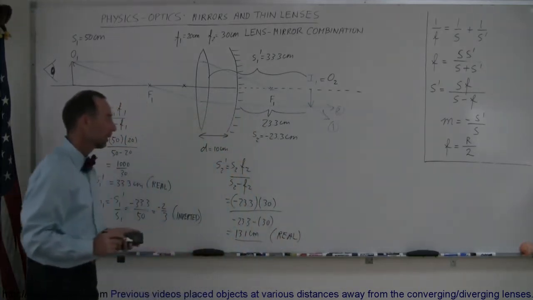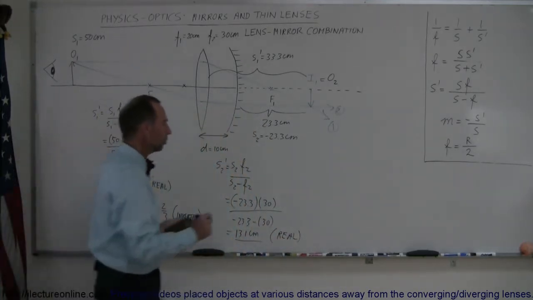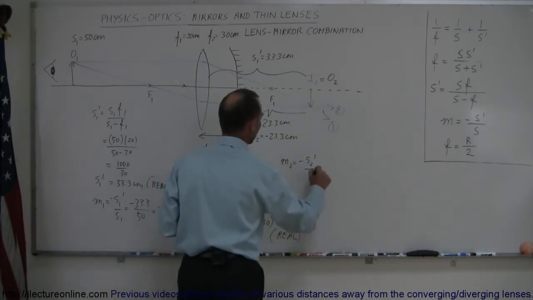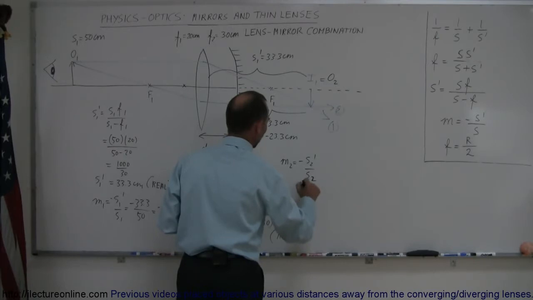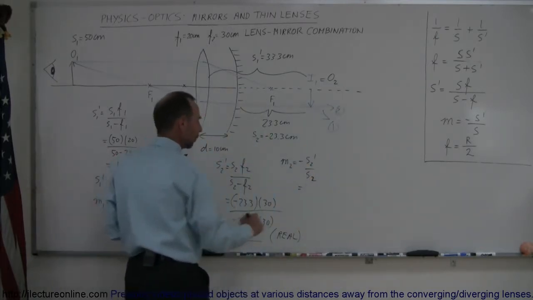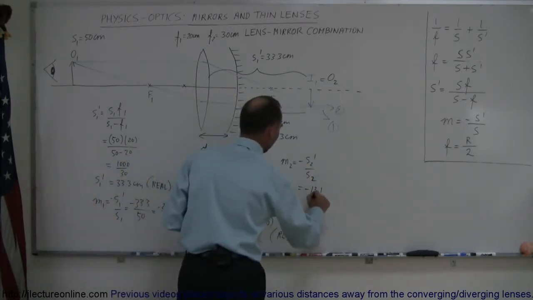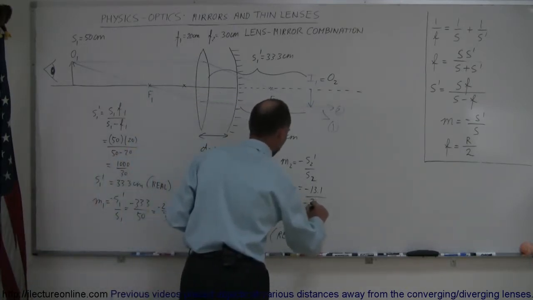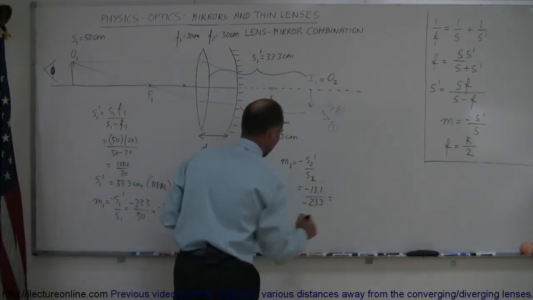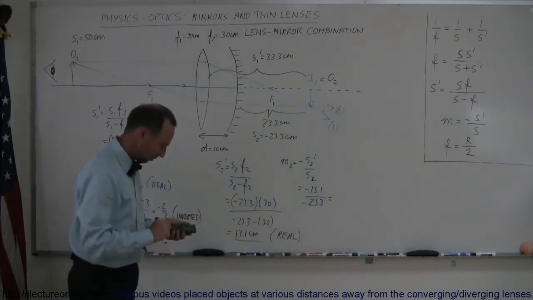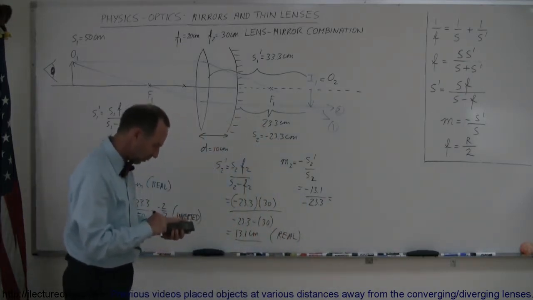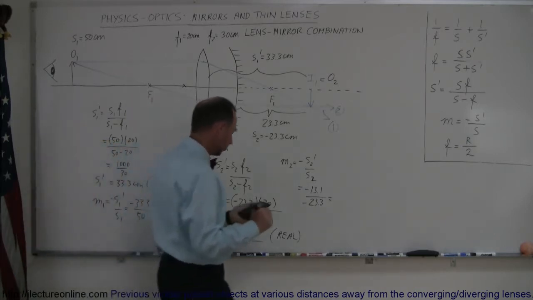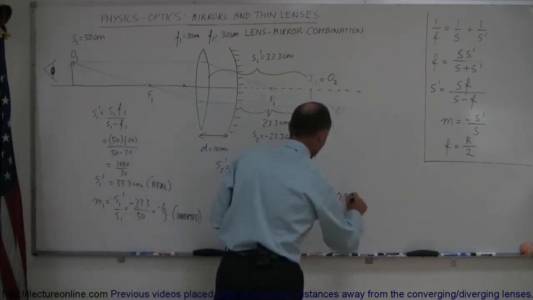All right. Secondly, we want to find the magnification. So M2 is equal to minus S2 prime over S2. S2 prime was 13.1, so that's minus 13.1 divided by S2. S2 was a minus 23.3. So let's figure out what that is. So divided by 23.3, that would be minus, no, it would be plus, because it's 0.56.